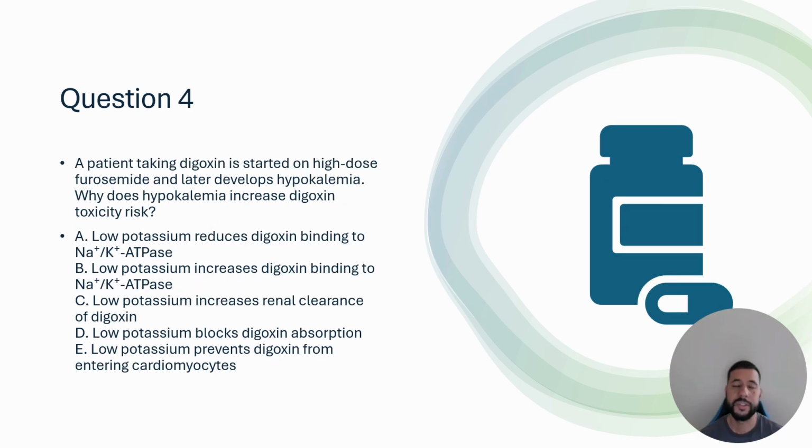Question number 4, a patient taking digoxin is started on high-dose furosemide and later develops hypokalemia. Why does hypokalemia increase digoxin toxicity risk? A, low potassium reduces digoxin binding to sodium-potassium ATPase. B, low potassium increases digoxin binding to sodium-potassium ATPase. C, low potassium increases renal clearance of digoxin. D, low potassium blocks digoxin absorption. Or E, low potassium prevents digoxin from entering cardiomyocytes.